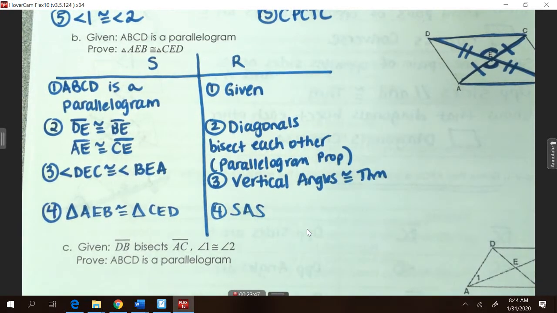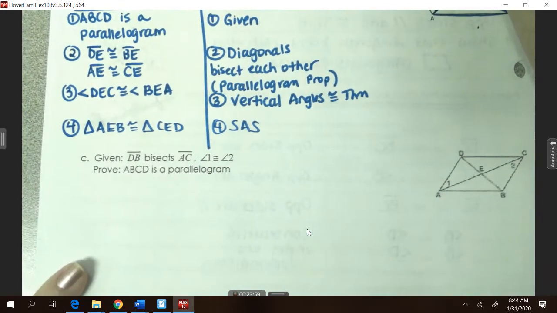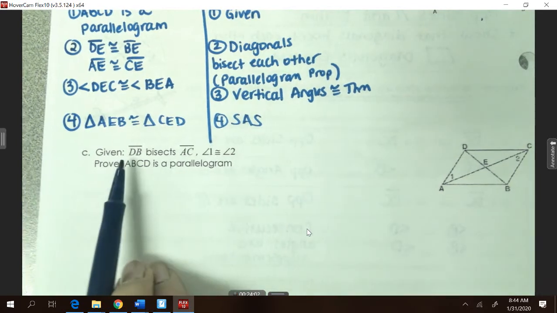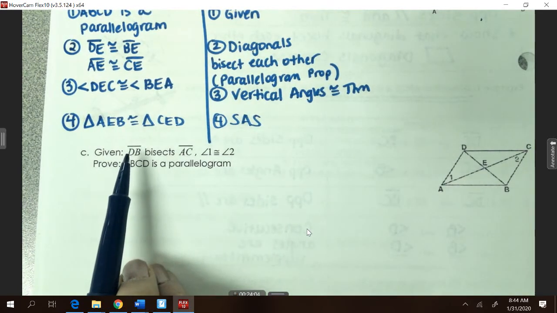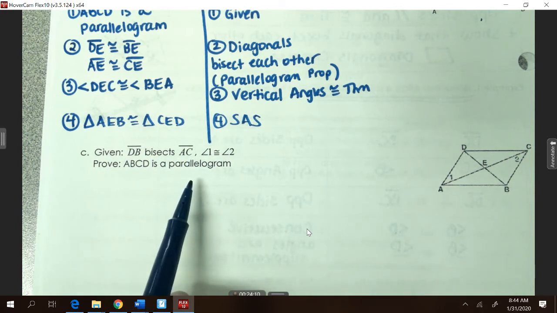Any questions about those? Like I said, if you wanted to do SSS, you could do that as well since opposite sides would be congruent. Okay. All right, the last one is just a little bit different because notice that I'm not given that it's a parallelogram. Do you see how I'm not given that it's a parallelogram? I'm trying to prove that it's a parallelogram.